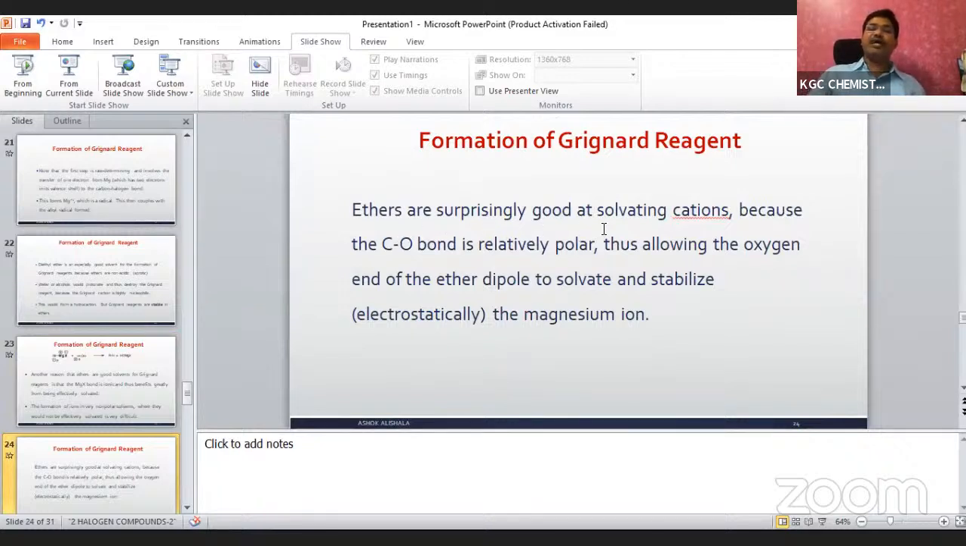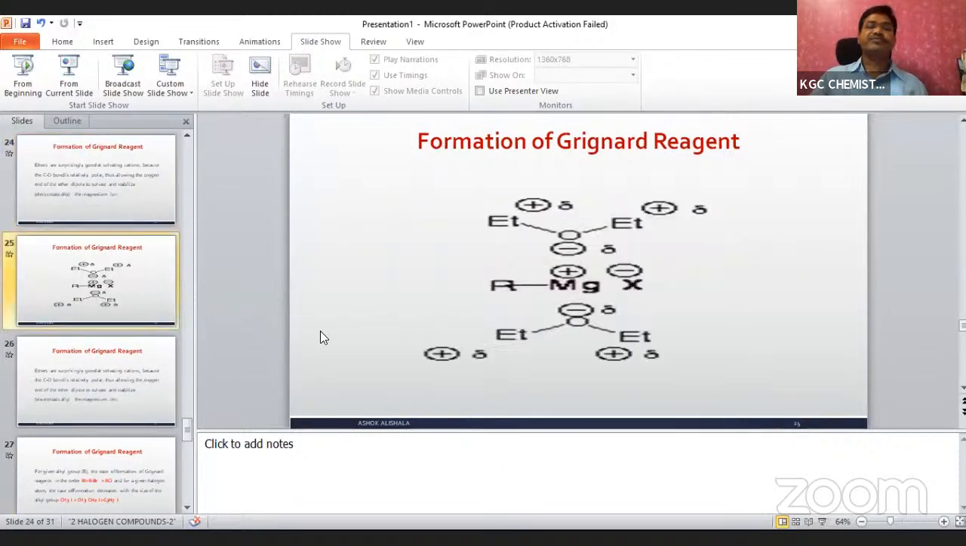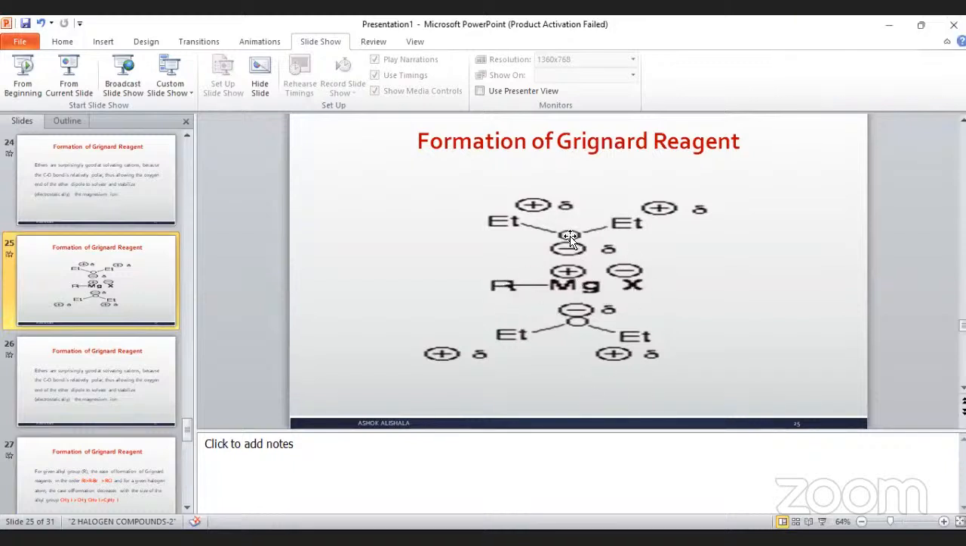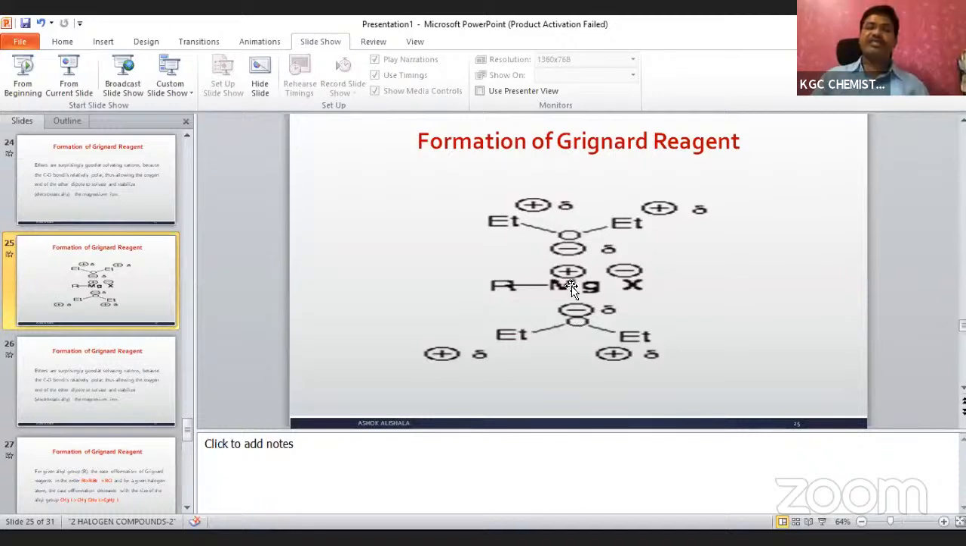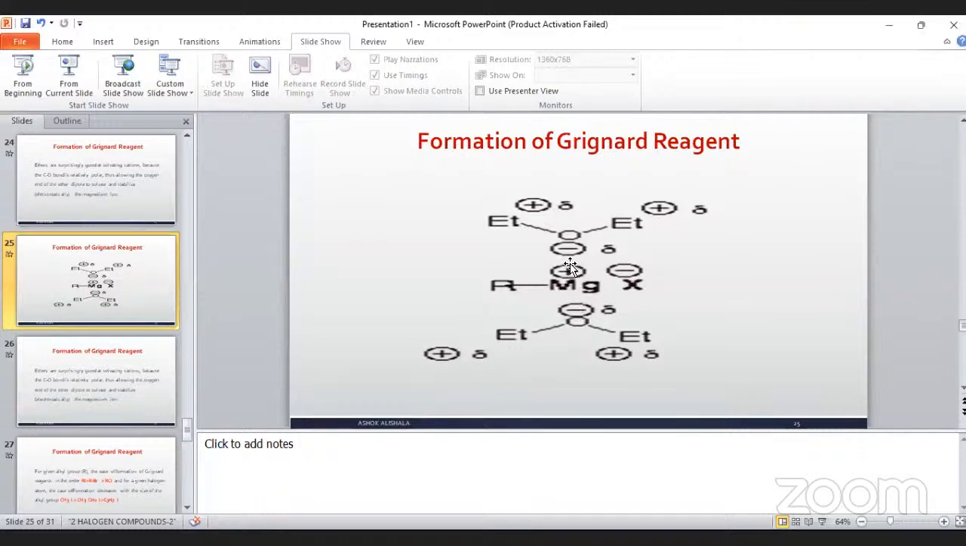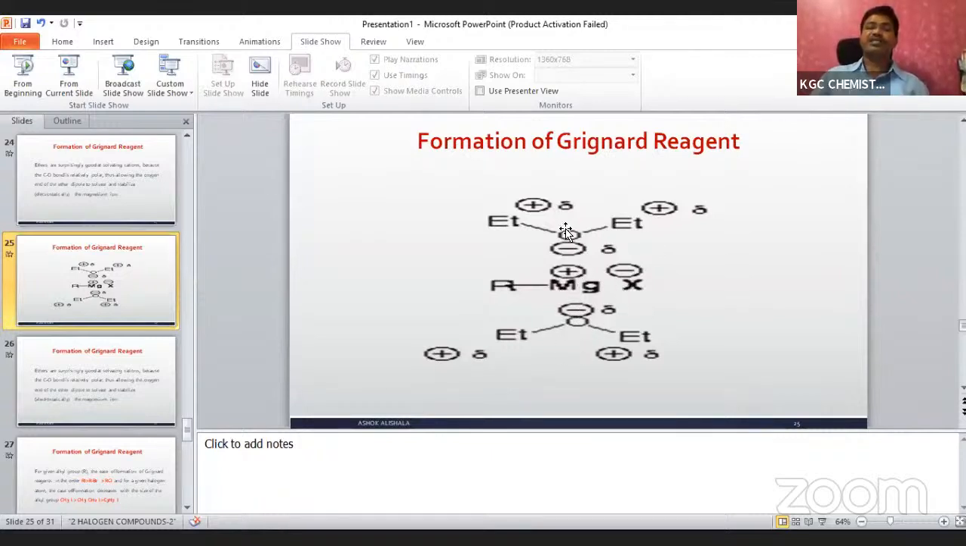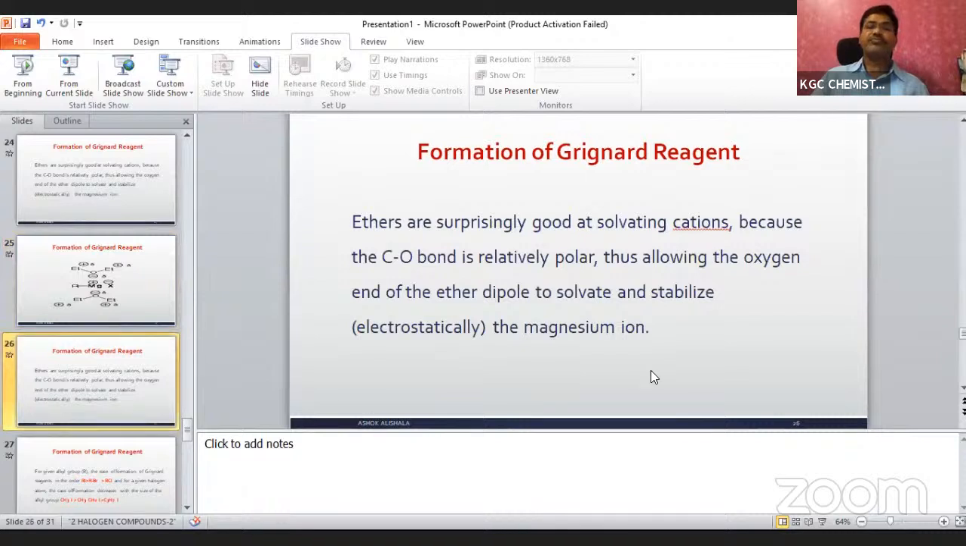Ethers are surprisingly good at solvating cations because the carbon-oxygen bond is relatively polar, thus allowing the oxygen end of the ether dipole to solvate and stabilize the magnesium ion. I will show you here how the Grignard reagent is solvated. Here, oxygen is more electronegative and magnesium is positive in nature. That's why only the magnesium gets solvated, not the halogen. That's why it gets stabilized in ethers. This I already told.